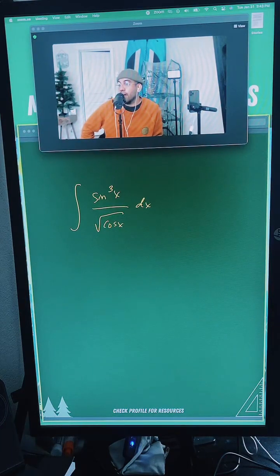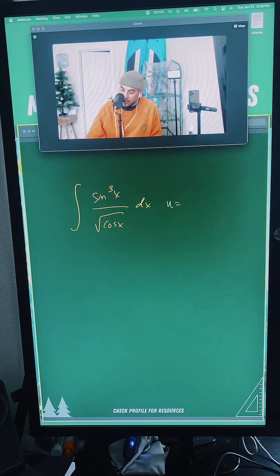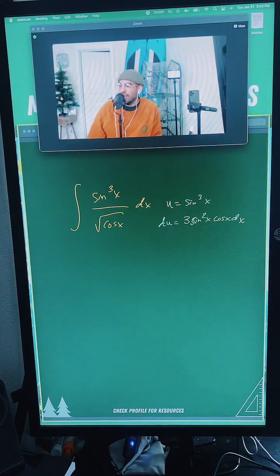Ooh, make sine cubed your u. Okay, let's try it. Someone said, user 712906, said that my u is going to be sine cubed x. Now let's just think about what's going to happen when we do that. du is equal to 3 sine squared x and then cosine x dx. Looks a little more complicated, right? So maybe not.